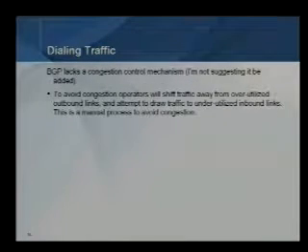The fourth requirement as it applies to the first three is the ability to dial traffic around. And basically this is because BGP lacks a congestion control mechanism. Now I'm not suggesting there should be a congestion control mechanism. That's not what BGP is designed to do. But since it does lack one, people have invented ways to shift traffic around so that they can draw some traffic away from overutilized links and onto underutilized links.